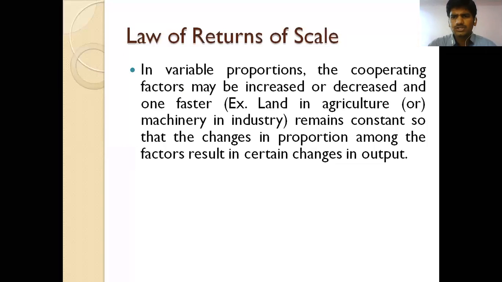So in a variable proportion, the cooperating factors may be increased or decreased in one factor. We already said what the fixed parameters are. For example, land in agriculture or machinery in industry remaining constant, so that changes in proportion among the factors result in certain changes in the output. So if land and machinery are the same, but we need to take immediate action, immediate changes in labor or capital, then this phenomenon occurs.